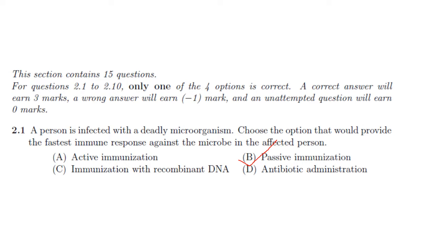Now the person is infected with a deadly microorganism and passive immunization will be the fastest, because in this, antibodies are directly administered which will fight against the microorganism. So option B is correct, passive immunization.